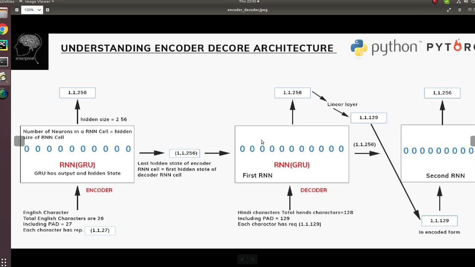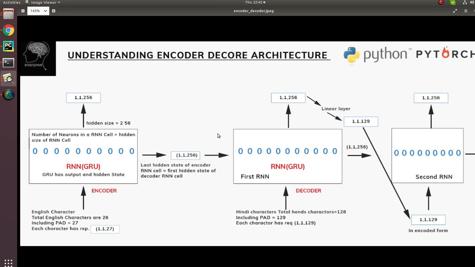Now the key thing is to understand this architecture. The whole code has been implemented in PyTorch. When I am talking about English to Hindi translation, the idea that comes to my mind is that I must have the vocab of English and Hindi. For English, I know there are 26 alphabets; including padding, it becomes 27. But what about Hindi? How do I get the characters, and from where?